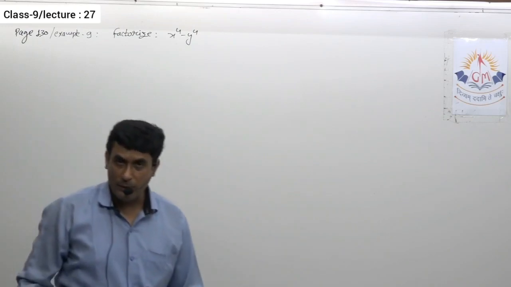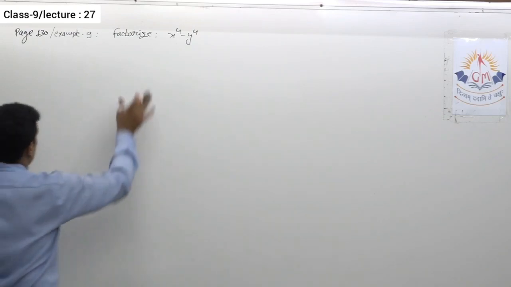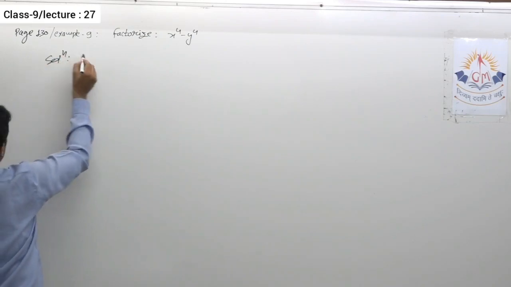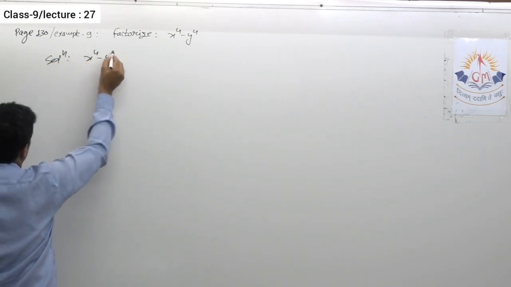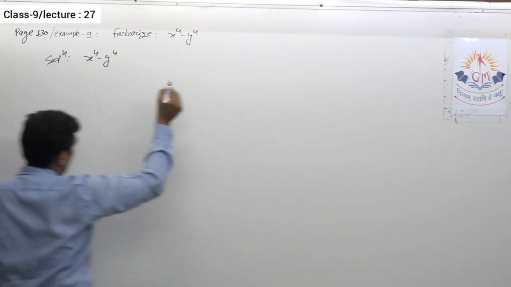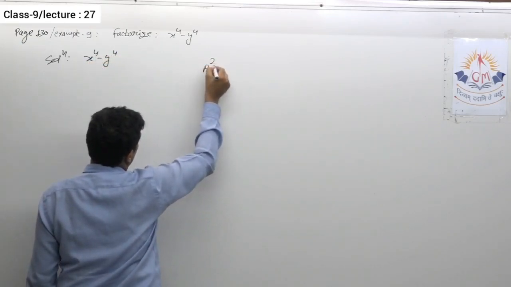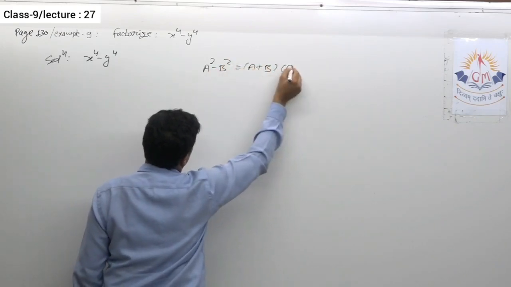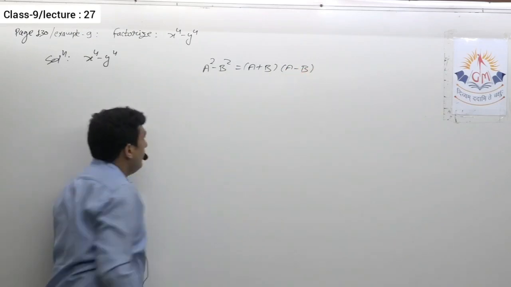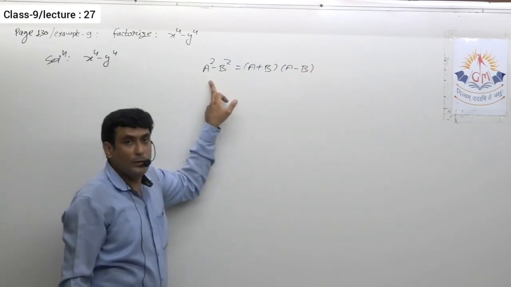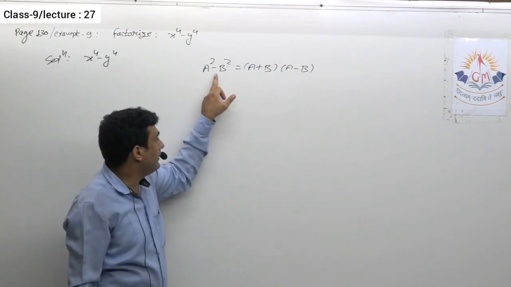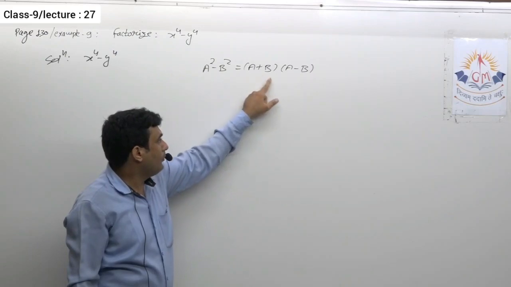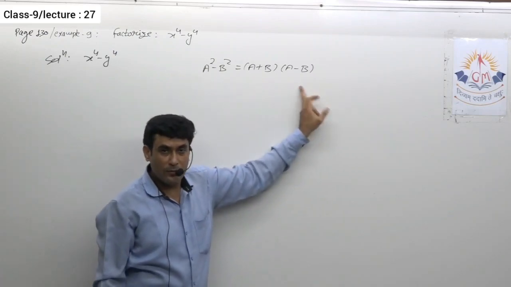However, this question is not that difficult, but as this is the first question I am taking based on identities, I'll solve it for you. Here we have x raised to 4 minus y raised to 4. If you remember, there was an identity: a square minus b square is equal to a plus b multiplied by a minus b. Here there are two terms which are complete squares, and there is a minus sign between them. Then that can be written as the sum of those two quantities multiplied by the difference of those two quantities.